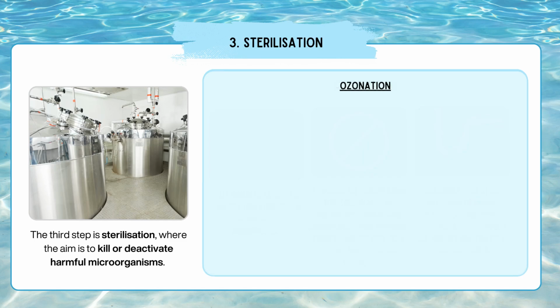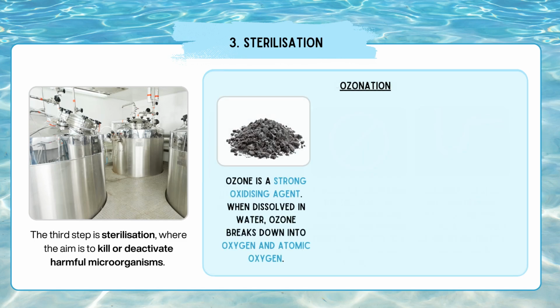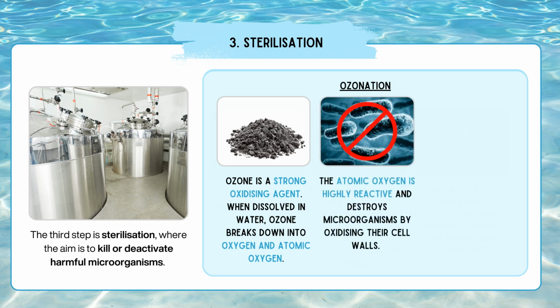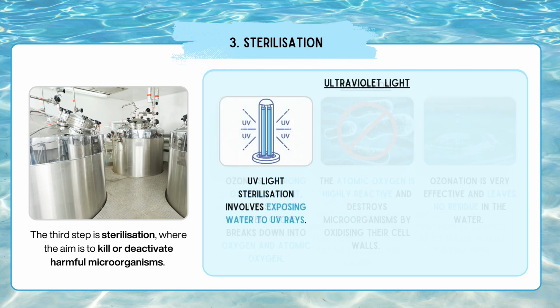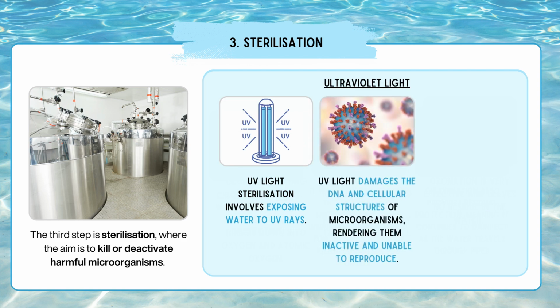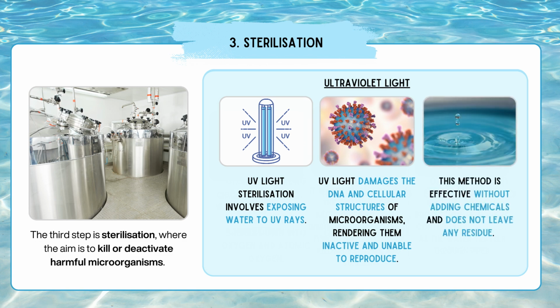Ozonation is another option. Ozone is a strong oxidizing agent. When dissolved in water, ozone breaks down into oxygen and atomic oxygen. The atomic oxygen is highly reactive and destroys microorganisms by oxidizing their cell walls. Ozonation is very effective and leaves no residue in the water. UV light sterilization involves exposing water to UV rays. UV light damages the DNA and cellular structures of microorganisms, rendering them inactive and unable to reproduce. This method is effective without adding chemicals and does not leave any residue.